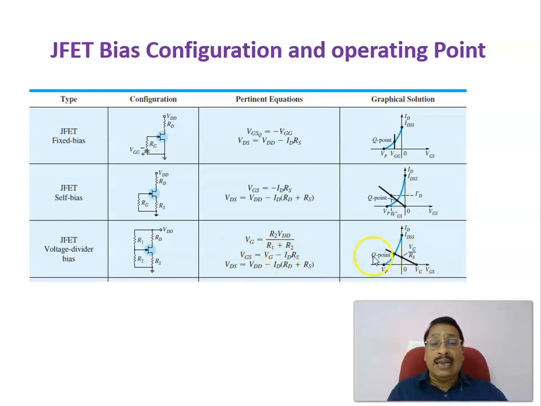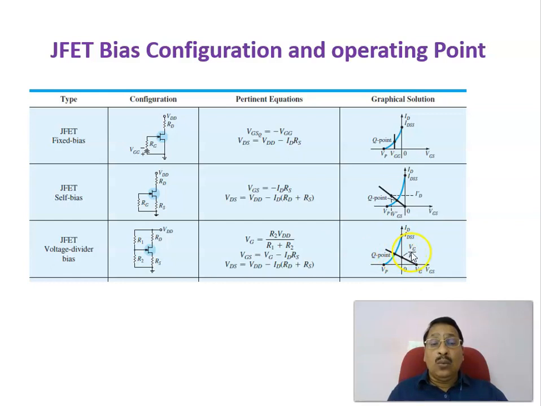And you will be getting this, for example, when ID equals 0, you can get VGS. That is, when ID equals 0, VGS is equal to this voltage VG, that is VDD divided by (R1 plus R2) into R2. That is this voltage. Similarly, when VGS equals 0, you can calculate ID. Like that, you can draw this bias line, and this point of intersection corresponds to the drain current at the operating point.